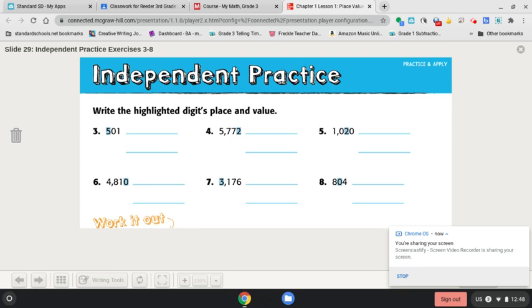So here's the independent practice. Remember, you're going to use your whiteboard and your Expo pen. So you're going to write the highlighted digits, place, and value. So I'm going to go ahead and do number 3 for you.